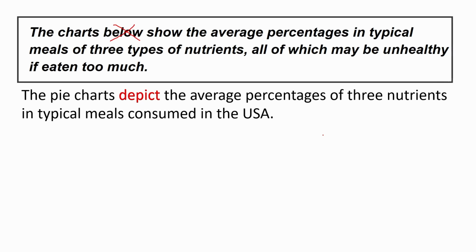I just changed the order. Instead of in typical meals, I used of 3 nutrients in typical meals. And I also used the verb consumed, and I got the USA from the chart. I did not paraphrase the last part, all of which may be unhealthy. It's not that important, so I left it out. I will mention the words healthy and unhealthy in my writing.